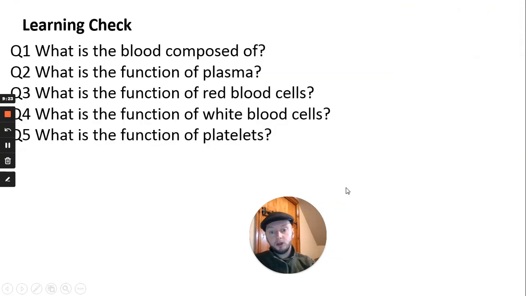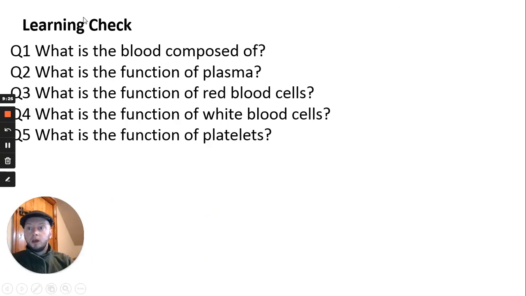Okay, right, now you should be able to answer all of these questions. So what I would do now is take the time to memorize your work, and then ask yourself the question and say it out loud. So what is the blood composed of? Can you mention the 4 things? Plasma, red blood cells, white blood cells, and platelets. What is the function of plasma? Transport things like urea, hormones. What is the function of red blood cells? They transport oxygen around the body.